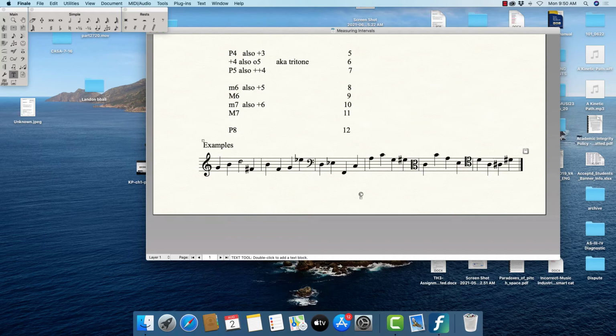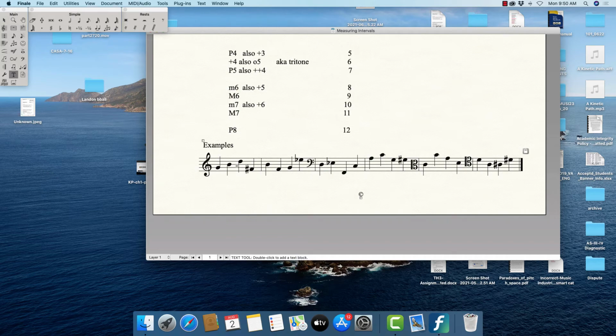Okay, so now when we're measuring the intervals, we're going to measure from the B to the D next, okay? And as you can see, again, this is a third. So how many half steps? Well, B to C is 1, C to C sharp would be 2, and D 3. So this would be a minor third. So we'd have a major third, a minor third.